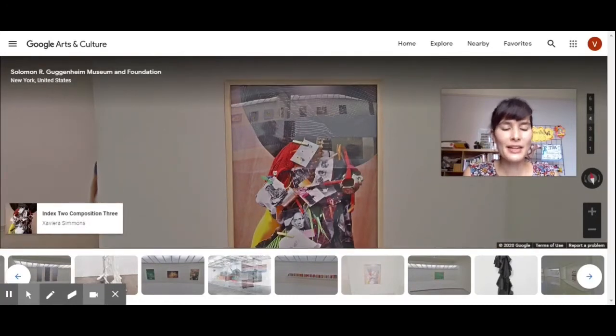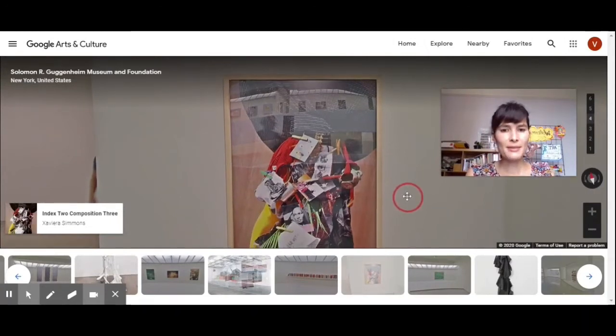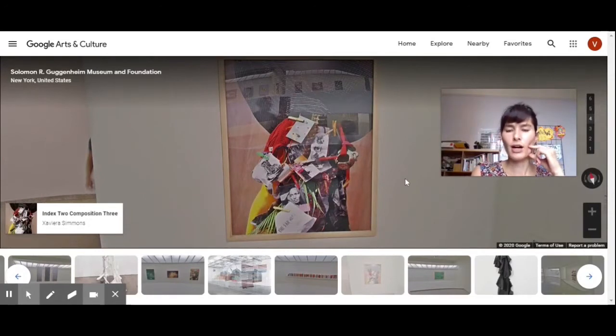What do you think is happening in this art piece? Is there anything mysterious? Unclear?